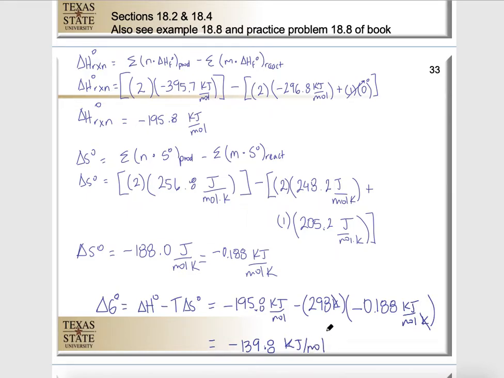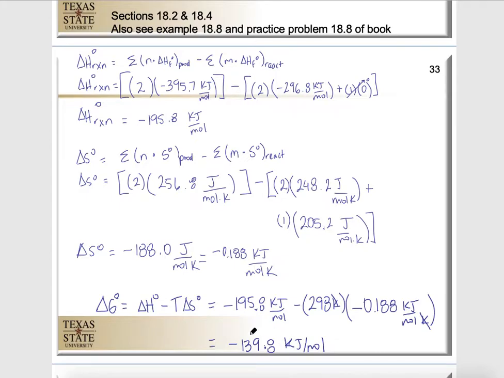All right, before we move on from this problem, I just wanted to point out that we have a delta G that is negative. What does that tell us about this particular reaction? It tells us that at this temperature, it is a spontaneous reaction. The delta H similarly told us that this was an exothermic reaction that releases heat.